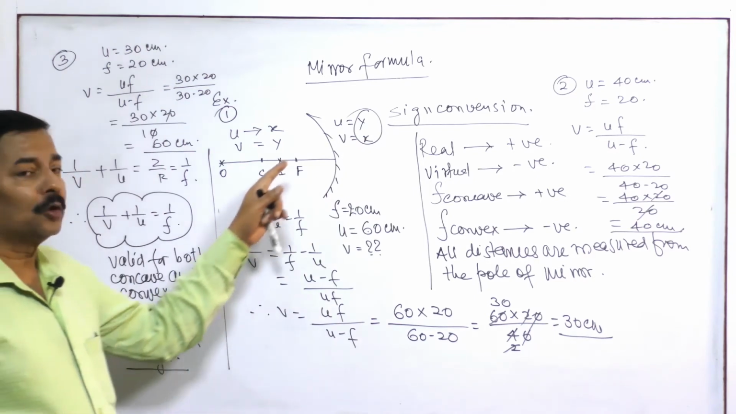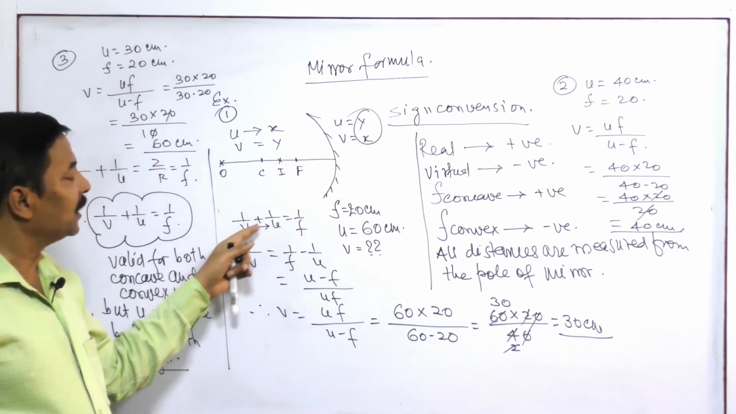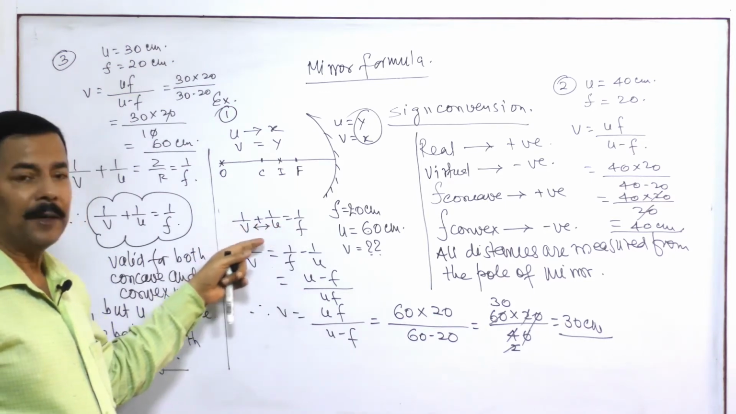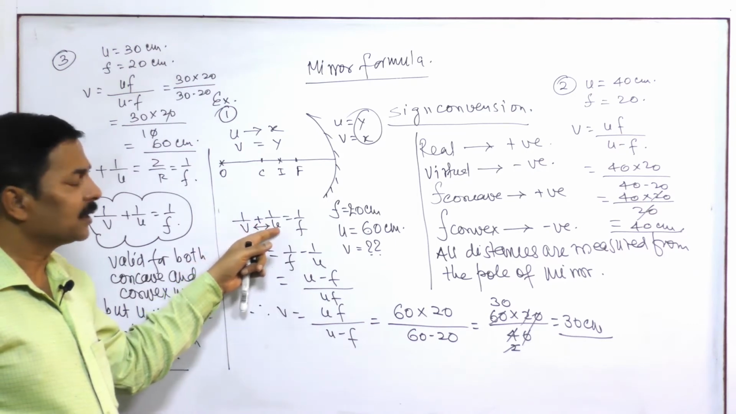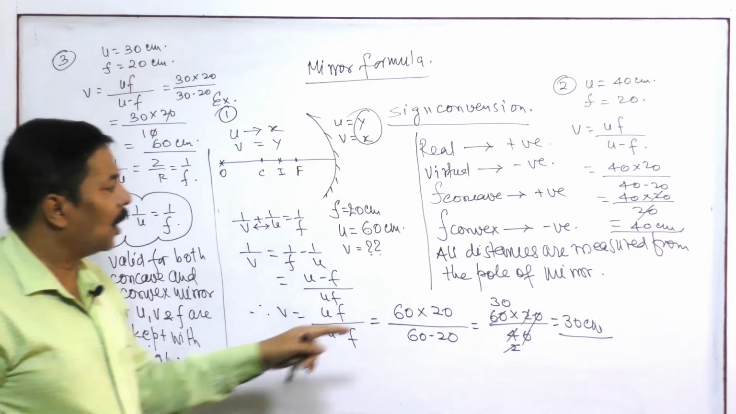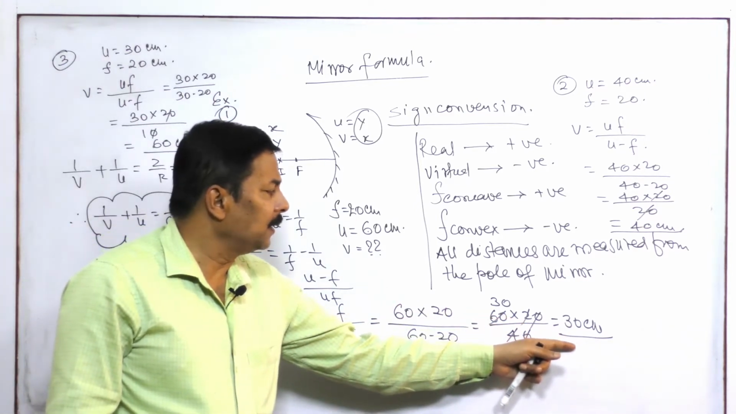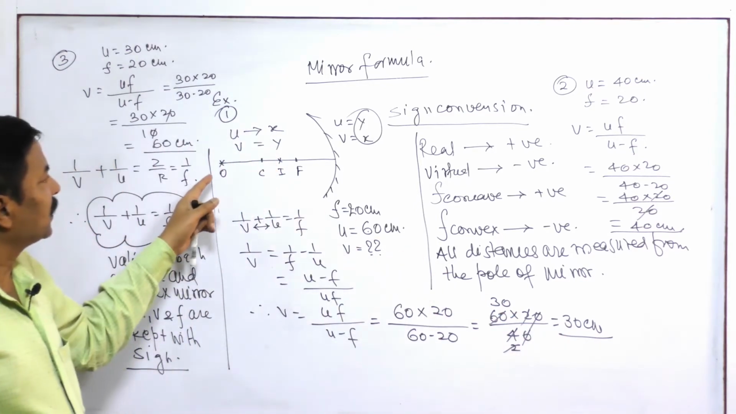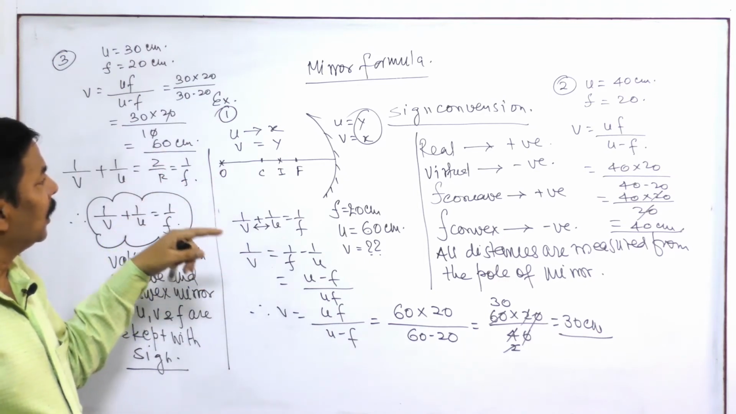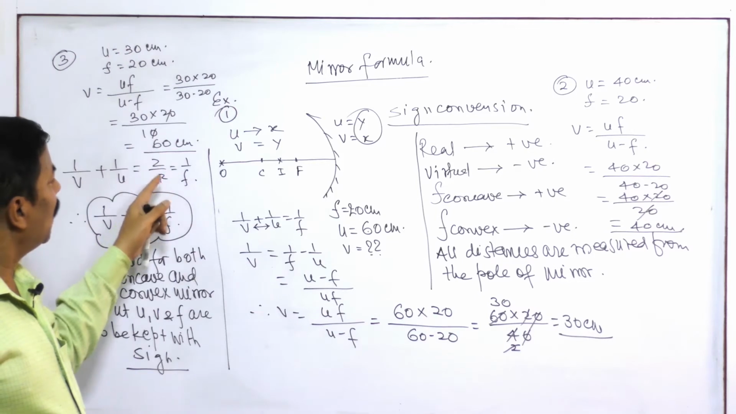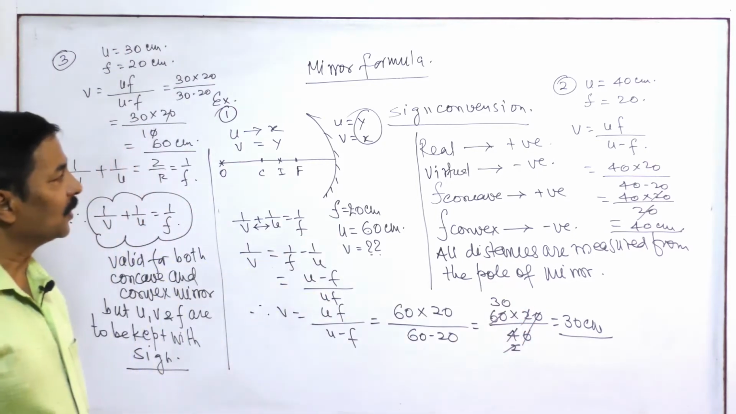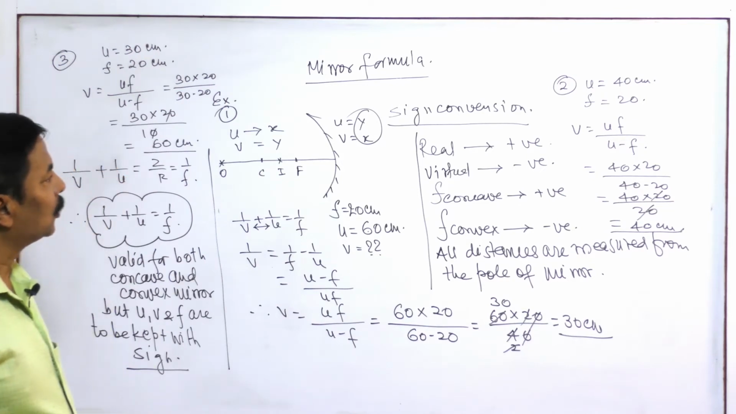So this object and image distance can be replaced, this can be substituted by this. So these are interchangeable. For 30 centimeter image distance, object distance is 60 centimeter, and for 60 centimeter object distance, image distance is 30 centimeter. This thing should be clearly understood in the mind.